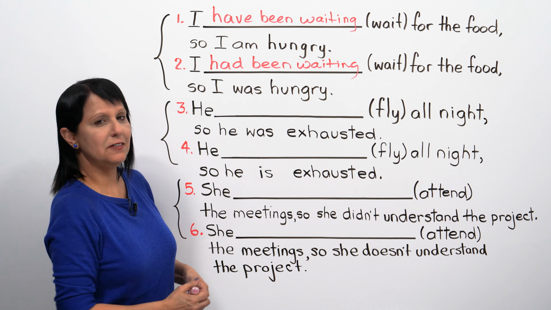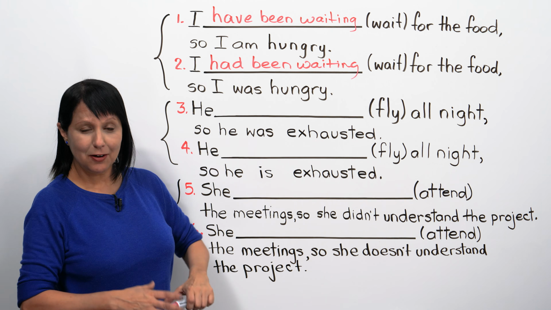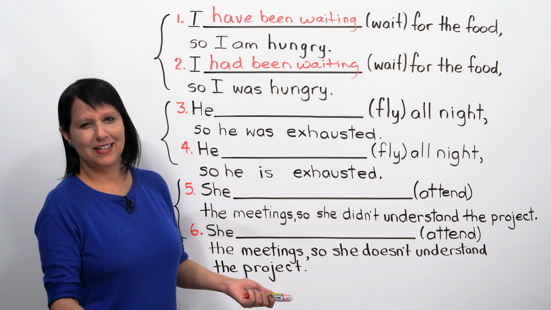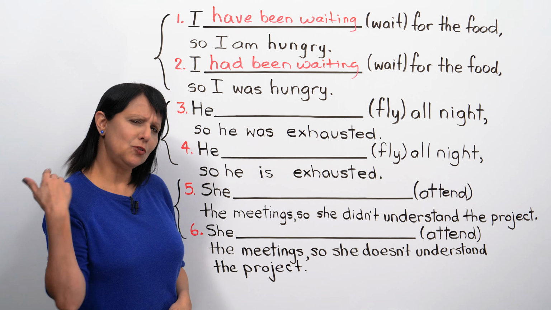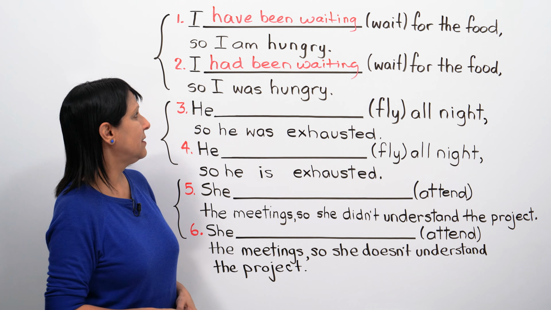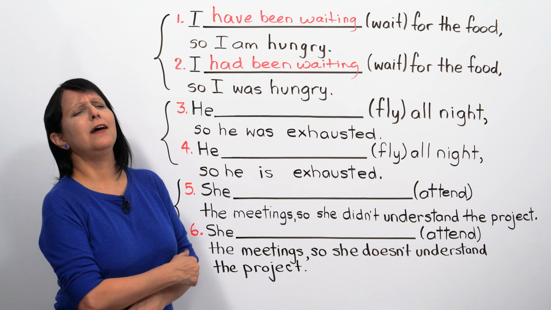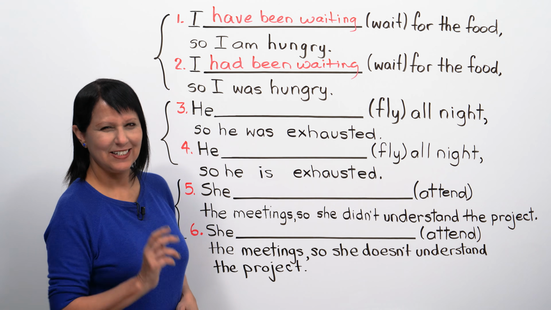Okay? See the difference? In the first one, I am hungry. I'm in the restaurant now. I've been waiting and waiting and I am hungry. That's now. That's present perfect continuous. But this one, I'm telling you about something that happened before, maybe yesterday, maybe last week. And I tell you, oh, I had been waiting for the food for so long and I was so hungry. Okay? See the difference? You've got it.